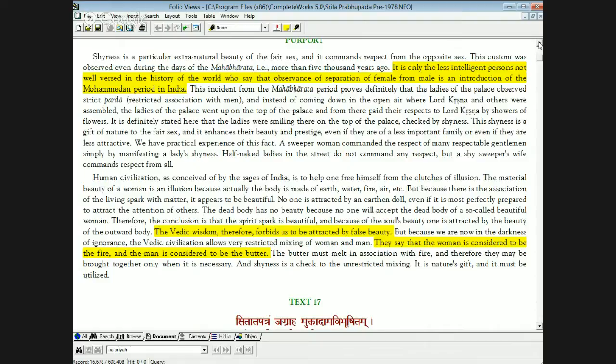And nowadays, which is very common, without shyness, they walk in the road. Prabhupada has seen that, half naked. So Prabhupada said, what is this? This is not very good.